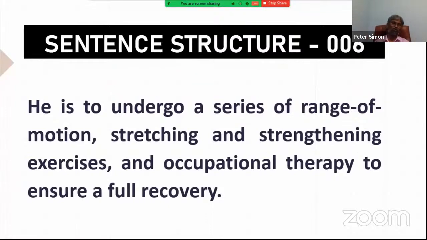Write down your own sentence based on this one. Instead of "he is to undergo," you can make it passive voice. Remove "he is." Don't want this nonsense. Undergoing a series of range-of-motion, stretching and strengthening exercises, and occupational therapy to ensure a full recovery is required. Finished. Remove "he is" and put "is required" or "are required." So simple as that. If you remove "he," the doer of the action, and undergoing a series is important, you make it the king of the sentence. Undergoing is required. Finished.